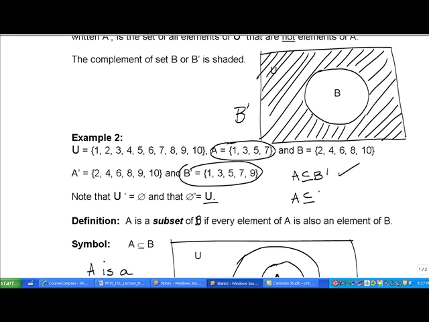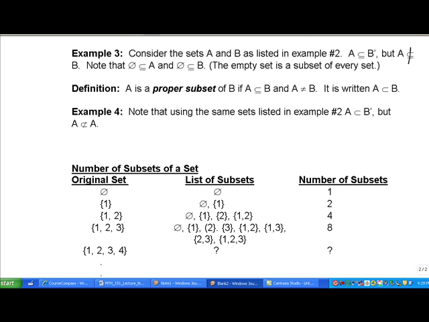Is A a subset of B? Alright, here's B. Whoops, nothing in A is found in B. So you want to make sure that you add the slash, because I didn't have that symbol on my keyboard. So you want to make sure you add the slash there. Note that the empty set is a subset of A and the empty set is a subset of B. And this is a very important fact. The empty set is a subset of every set.